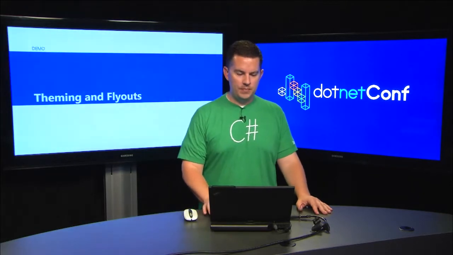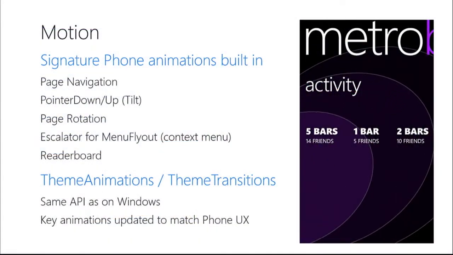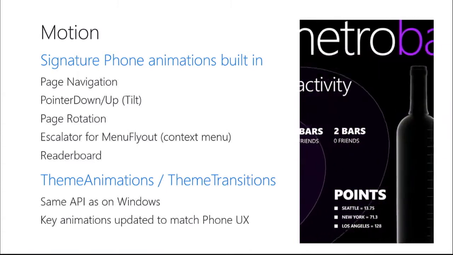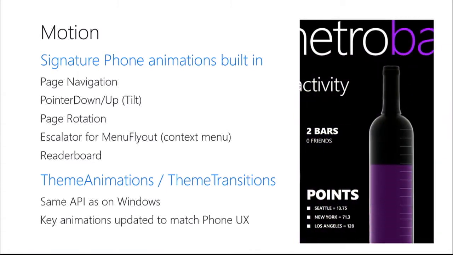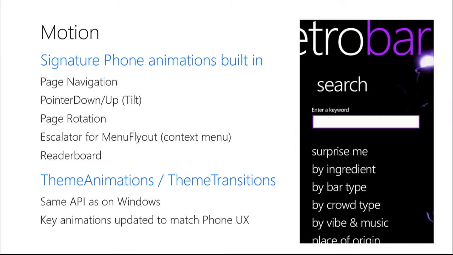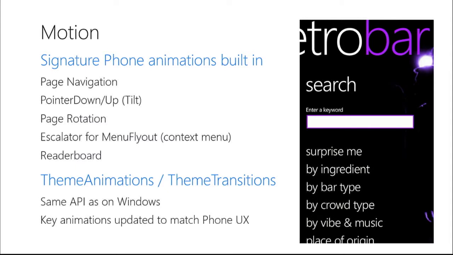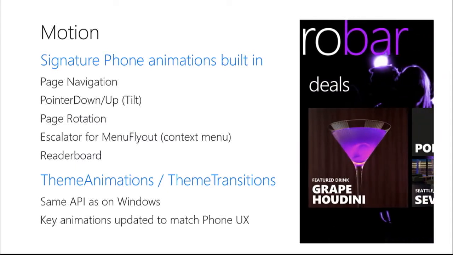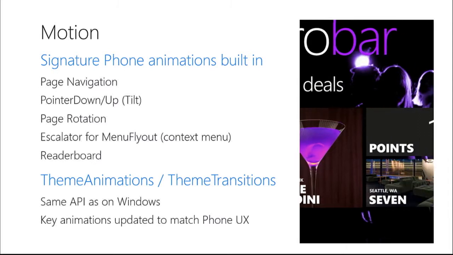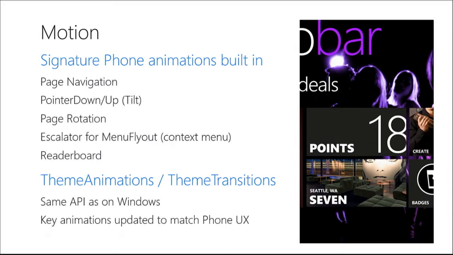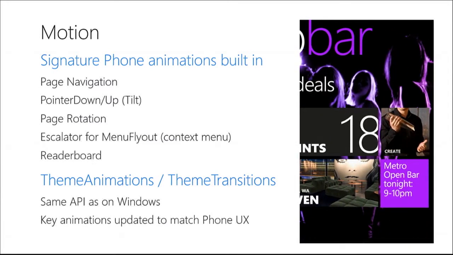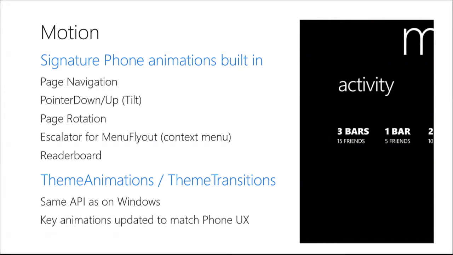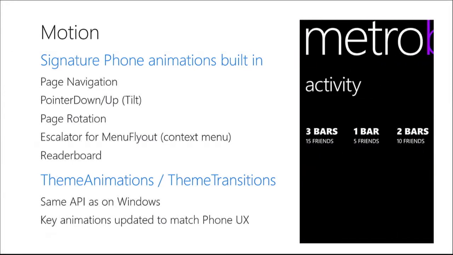Keep the questions coming. We'll skip over the demo for theming and talk about motion. So one of the biggest requests we got for the Windows Phone platform was, hey, there are a lot of cool animations that exist in the phone platform. Why can't we as developers use these animations? So good news, all the signature phone animations are now built into the platform, and you can use those as developers.